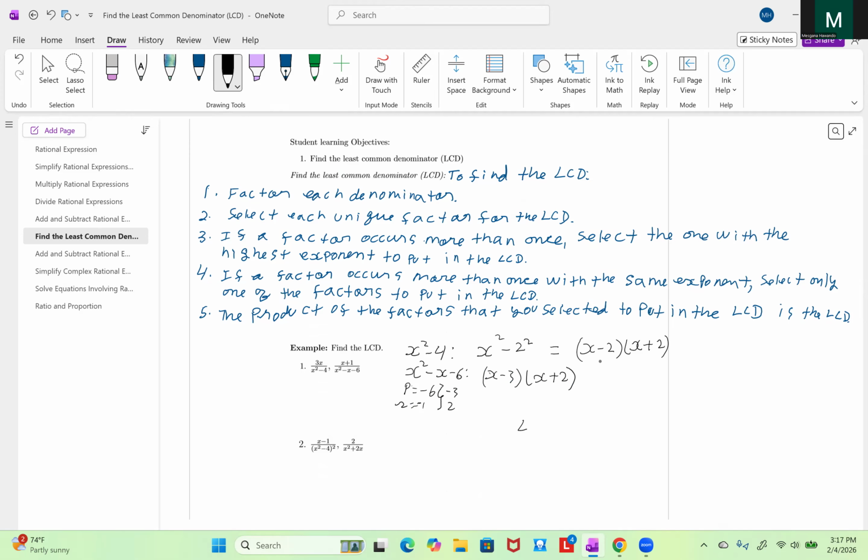The least common denominator. Okay, so let's look here. The factors of x squared minus 4 are x minus 2 and x plus 2. The factors of x squared minus x minus 6 are x minus 3 and x plus 2. Each unique factor will be in the LCD. Let's write each unique factor in the LCD. x minus 2 from the first polynomial, and then x plus 2.